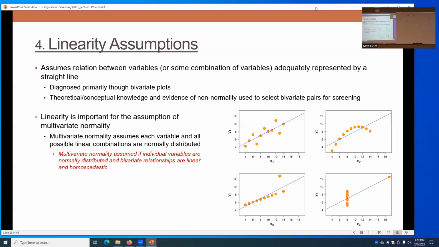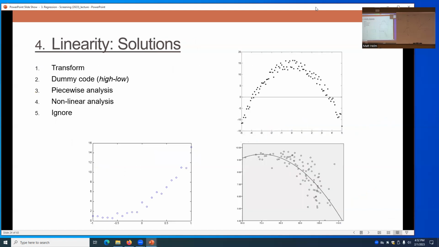Again, multivariate normality assumes that each variable and all possible linear combinations of variables are normally distributed. Okay, we're looking here for linear relations that are homoscedastic. Here we have a linear relation. Here we have a nonlinear relation. Here we have something that's being thrown off by an extreme value. Here we've got something different and weird going on. We need to figure out what's happening with that, right?